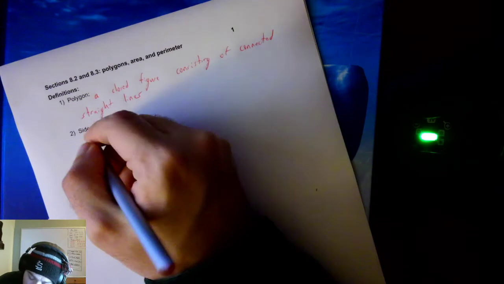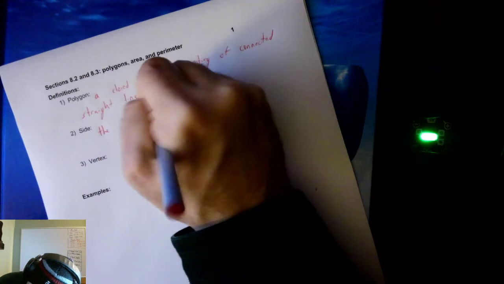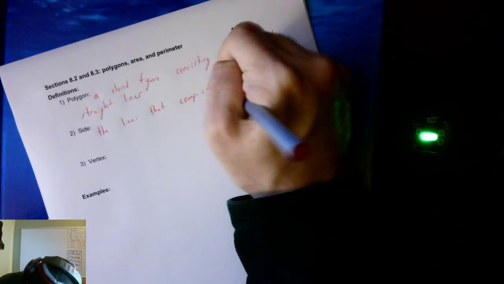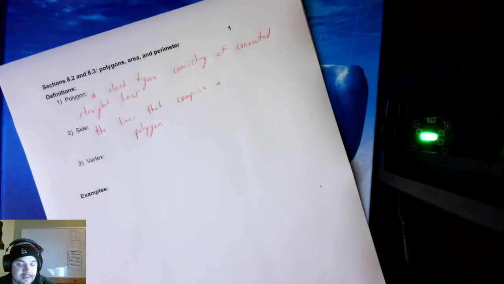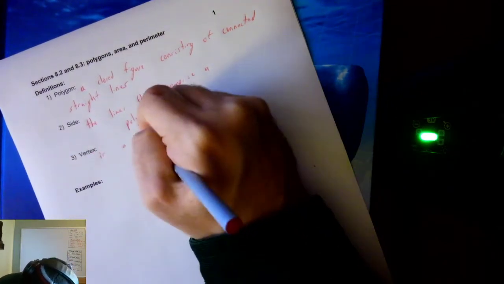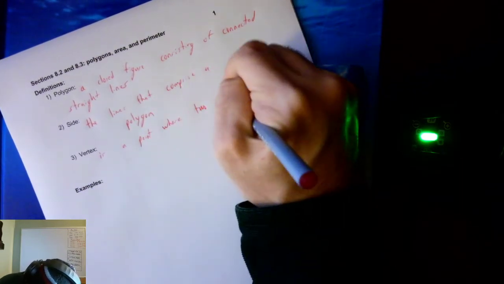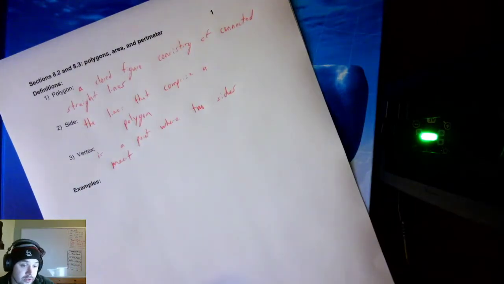The lines themselves are called sides. The sides are the lines that comprise a polygon. Those are the lines, right? We call them sides. The vertexes, or vertices for plural, a vertex is a point where two sides meet. Some people like to think of them as the corners.